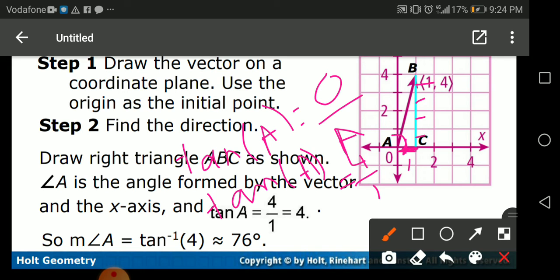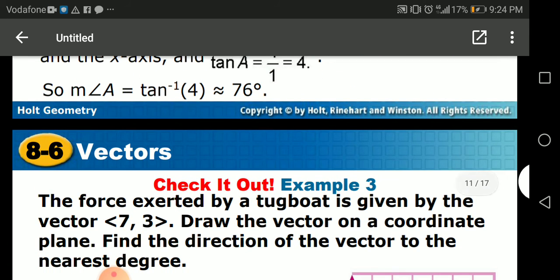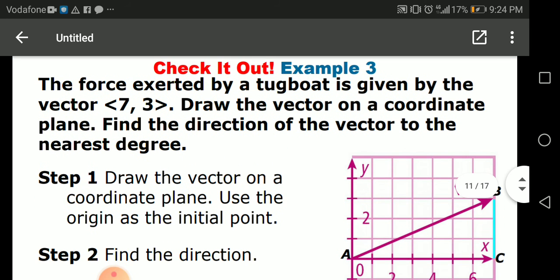So I need the inverse tangent, because I need the angle. So the measure of angle A equals tangent to the power -1 on the calculator, shift tangent, the inverse function, of 4 over 1. So I have here the angle is 76 degrees. Okay guys, let's have another question.